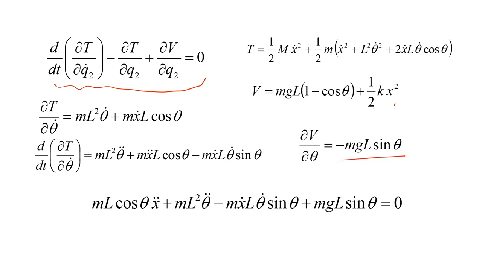And then the other quantities are written, del T by del theta dot. We have to differentiate this quantity with respect to theta dot, okay. So, therefore, we are getting m l square theta dot plus m x dot l cos theta, and again differentiating this with respect to time, we get m l square theta double dot plus m x double dot l cos theta minus m x dot l theta dot sin theta, because here the cos theta is there, so therefore, we differentiated it. Okay.